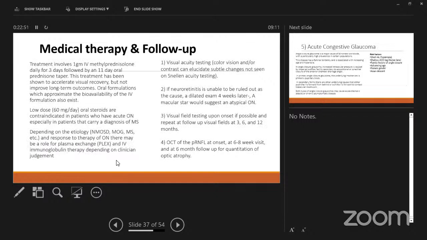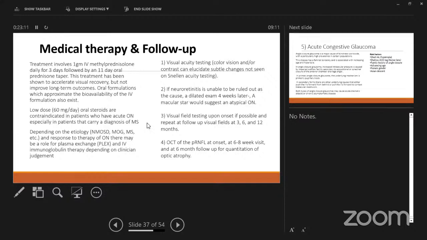So treatment is the same as I have described. Low dose oral steroids are contraindicated in patients who have acute optic neuritis, especially in patients who carry a diagnosis of multiple sclerosis. Depending on etiology and response to therapy, we can either add plasma exchange or IV immunoglobulin therapy.